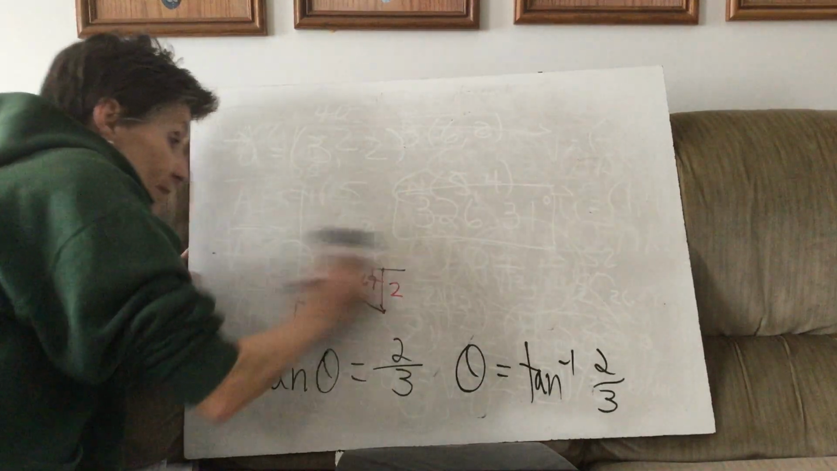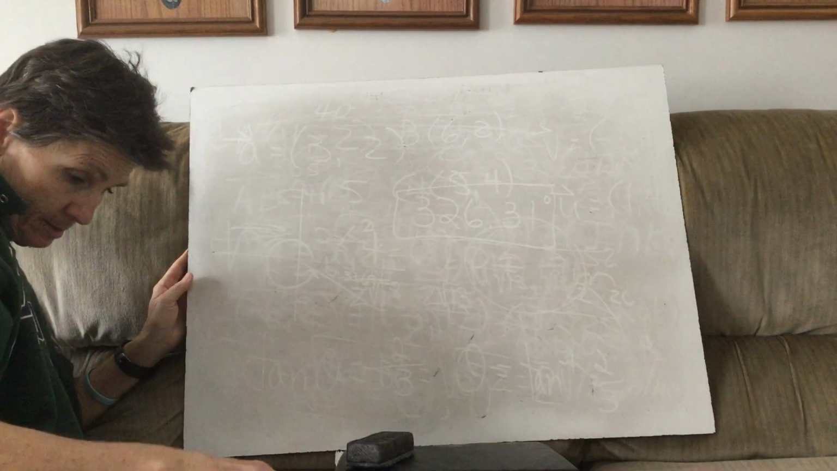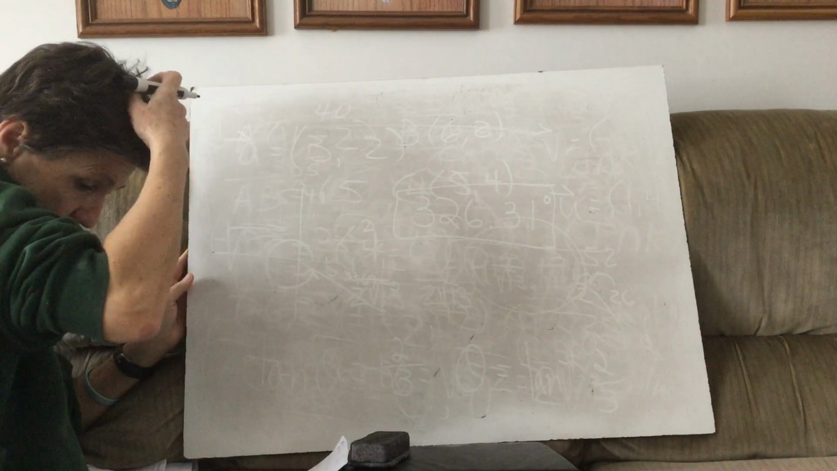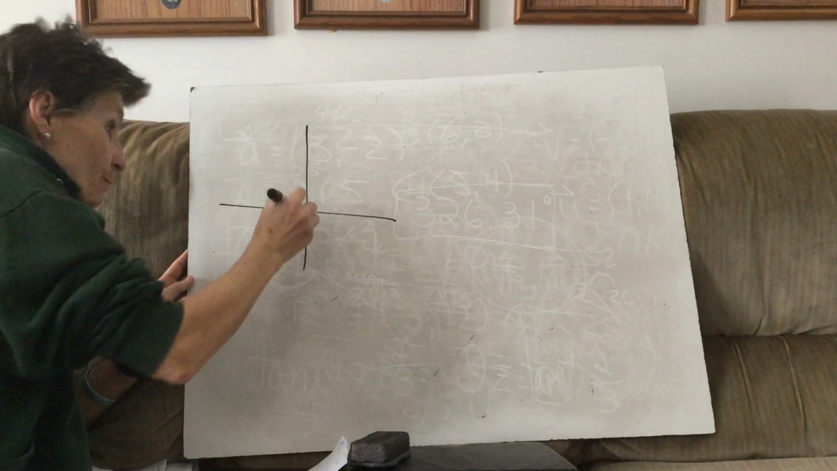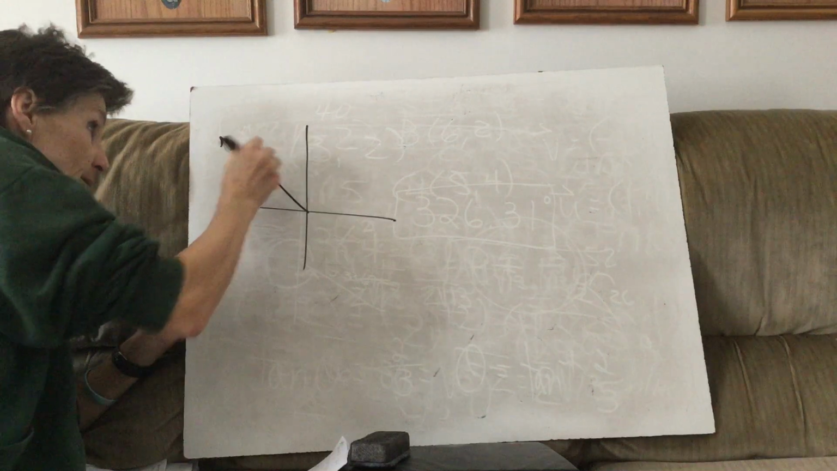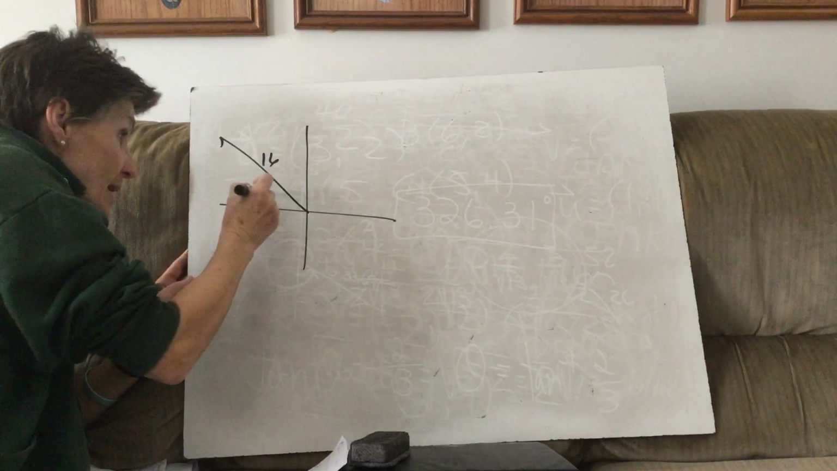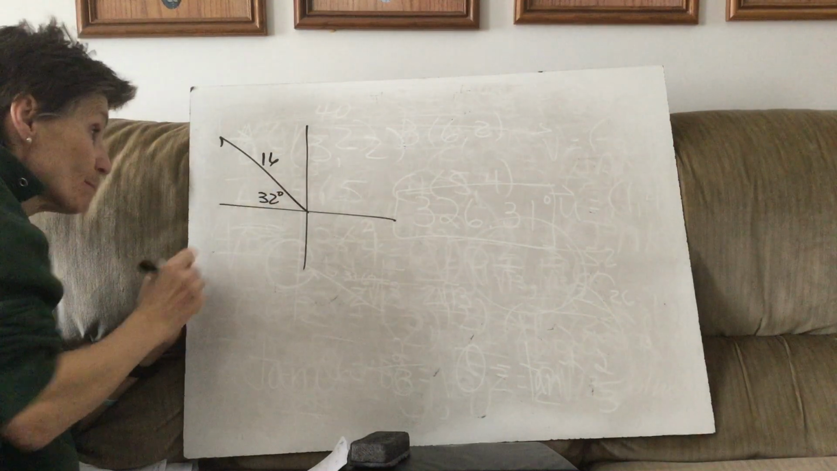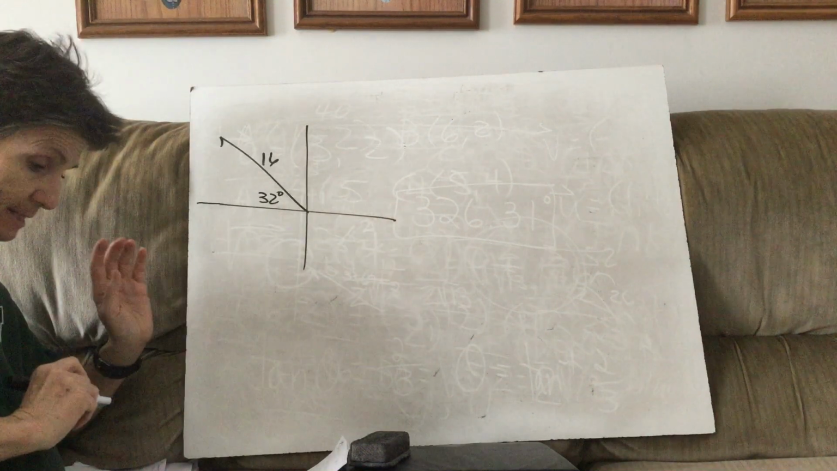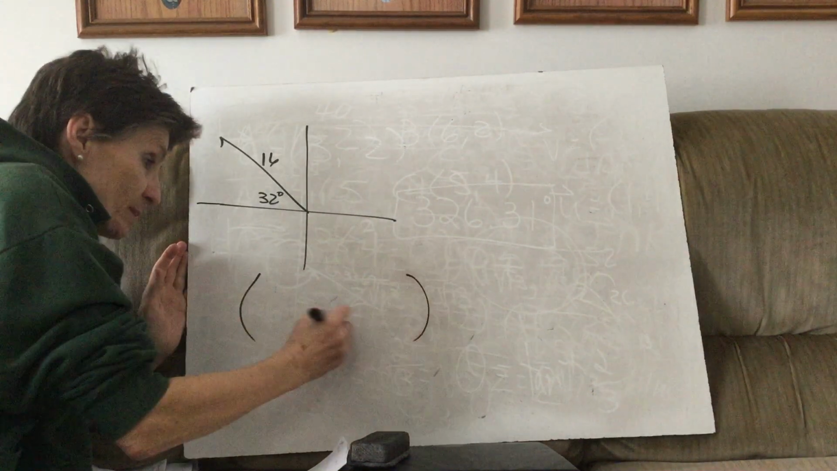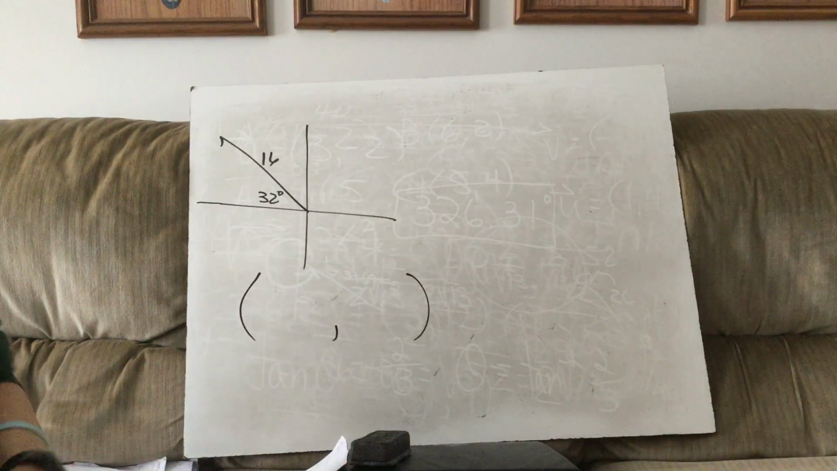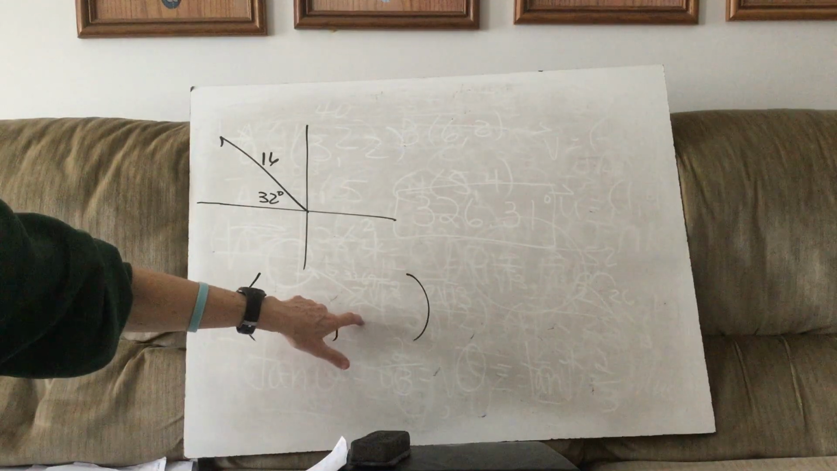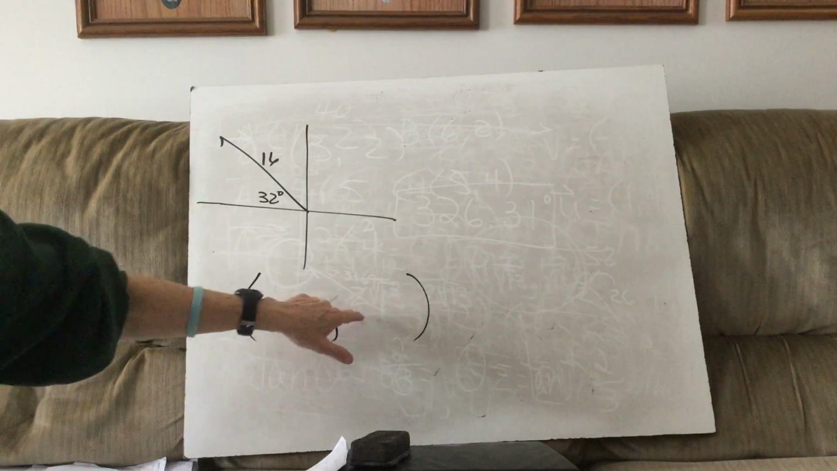Now we have a vector, and we got the picture drawn. Looks like this magnitude is 16 and this angle is 32 degrees. And we want to find the components. Now remember, components, coordinates, directed distance, all the same thing. It means these, x, y. That's what you're looking for.